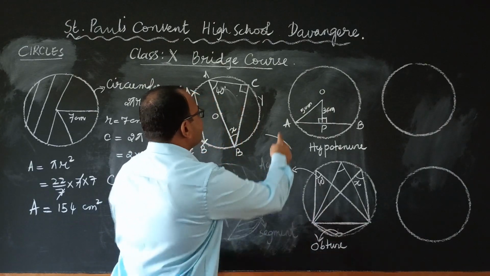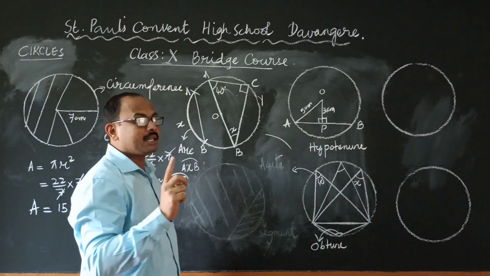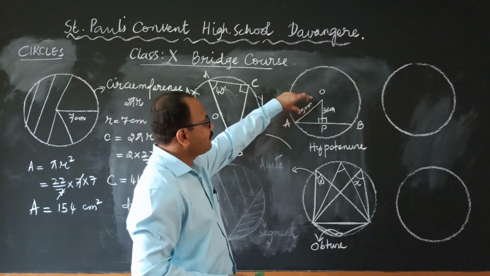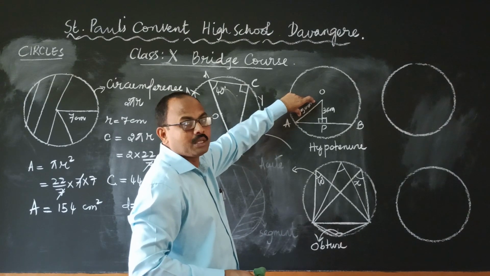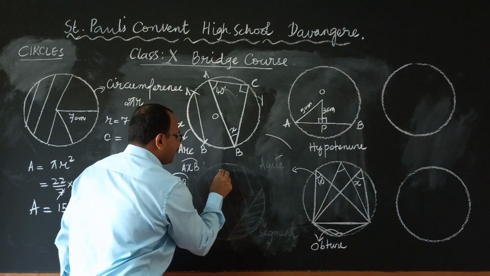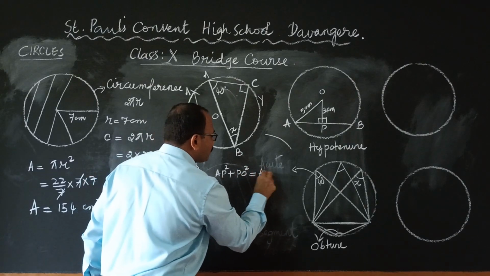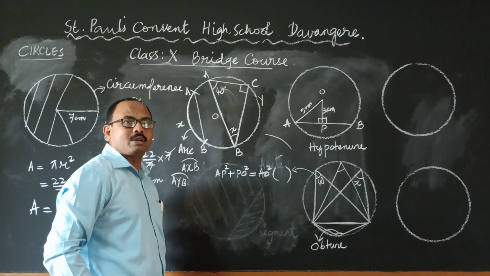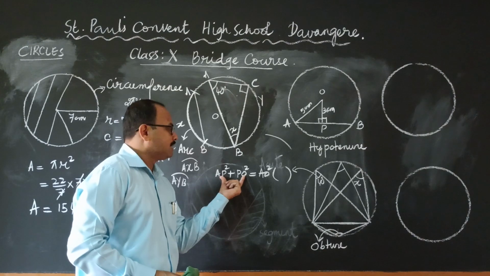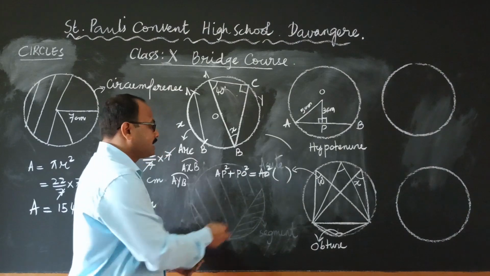See children, in triangle AOB, this is 90 degree. Therefore, there is a particular rule which is given by Pythagoras. What is that rule? The square of the hypotenuse will be equal to the sum of the squares of the other two sides. Which means, children, AB square plus PO square is equal to AO square. This is nothing but the Pythagoras rule. The sum of the squares of two sides of the triangle is equal to the square of the other side of the triangle. This is the rule.